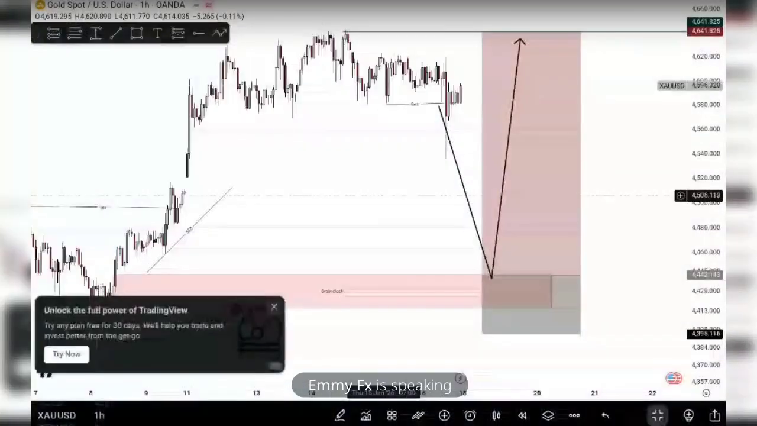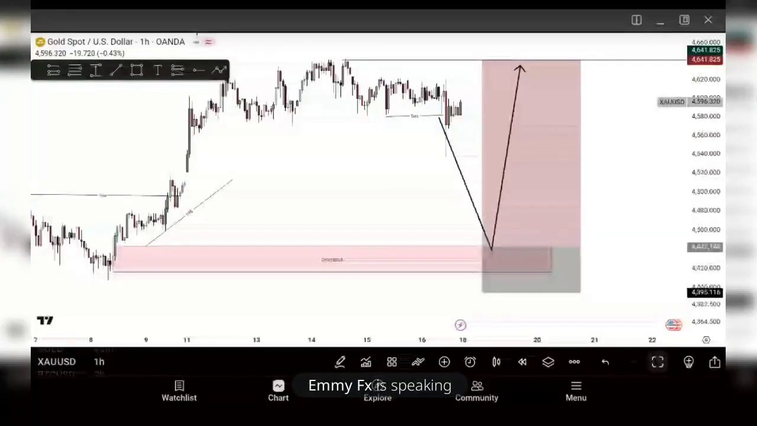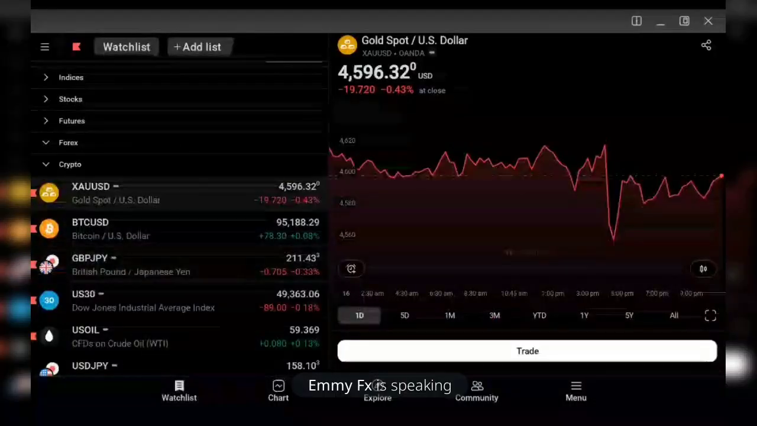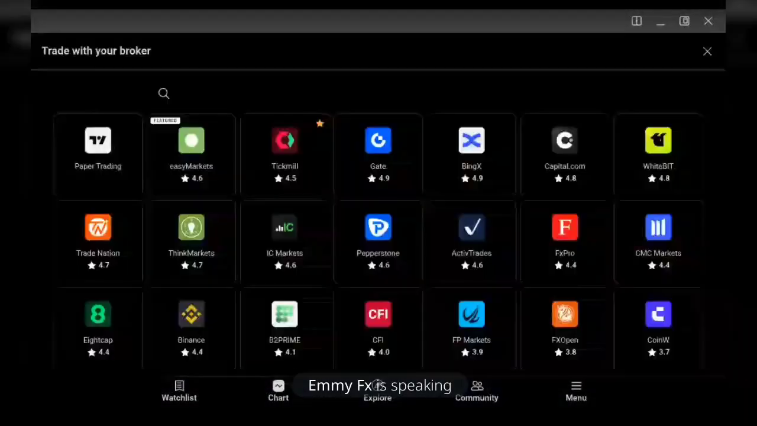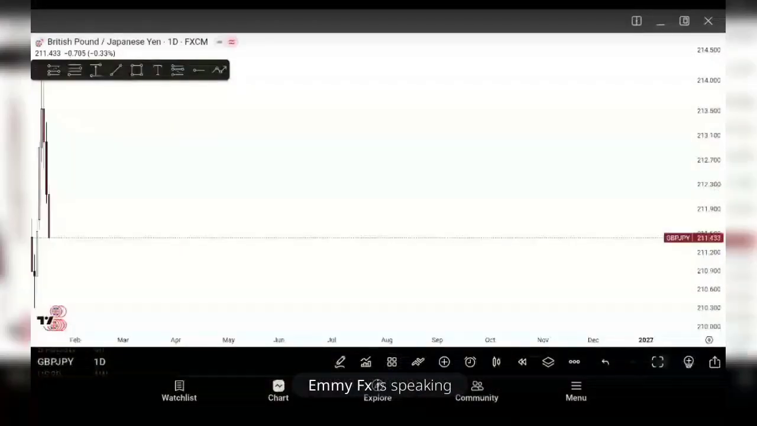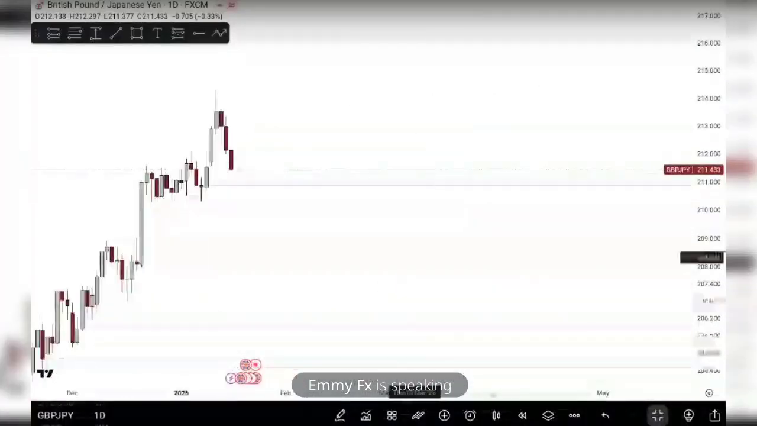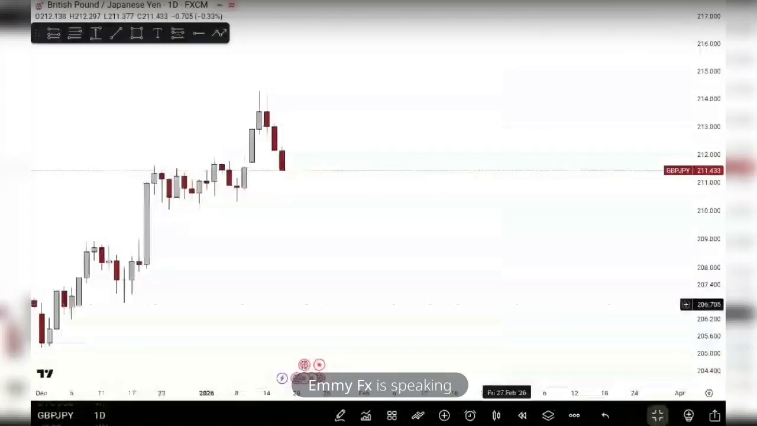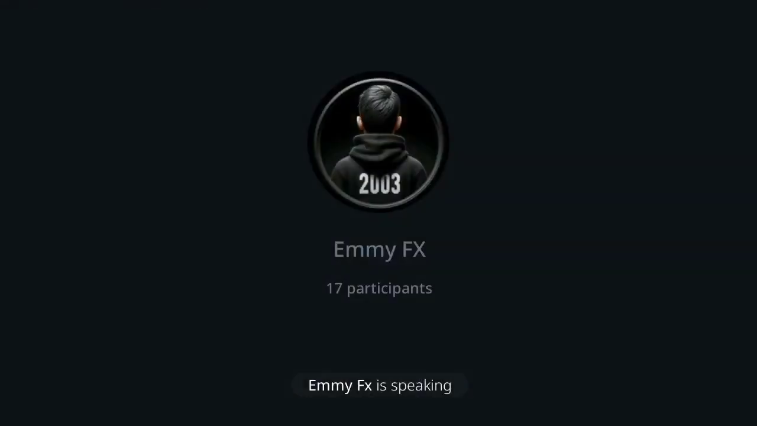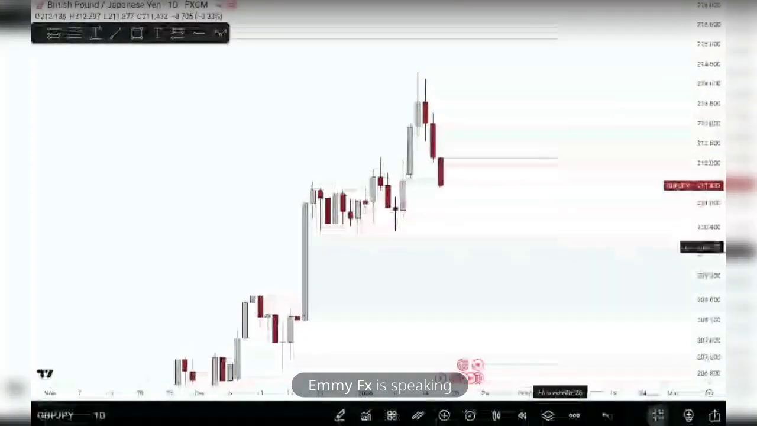Now, okay, the next pair I'm going to analyze is going to be our Great British Pound versus Japanese Yen, GBPJPY. We're going to start from the daily time frame, right? During the setup I gave out in the group, the setup hit stop loss, all right? It's not because the analysis is bad. The analysis is okay, but sometimes, as I always say to you guys, you need to work with proper risk management because we are just speculators in the market, all right?